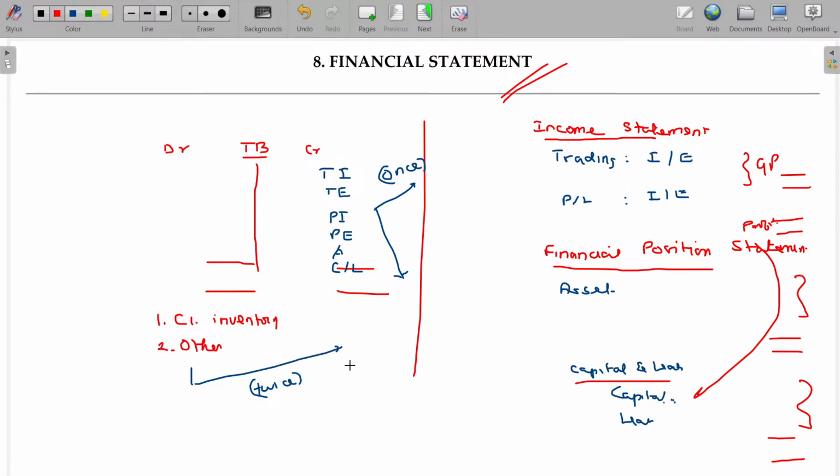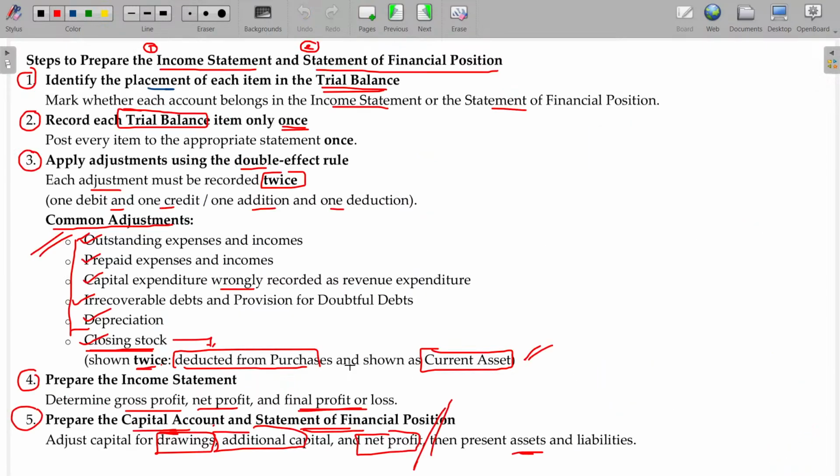So usually you have the closing inventory that will be adjusted with the purchases as well as considered as current assets. What are the other common adjustments you have to master here? Outstanding expenses and income, prepaid expenses and income, capital expenditure wrongly recorded as revenue expenditure, irrecoverable debts and provision for doubtful debts to be adjusted, and depreciation as well as closing stock also to be adjusted. So this is the content you have to master.